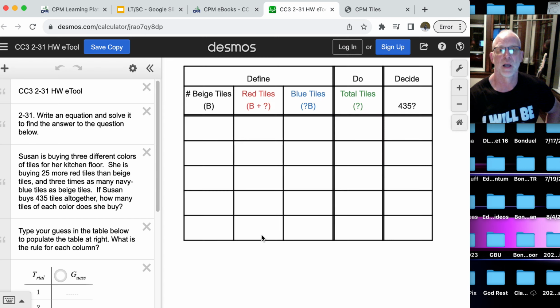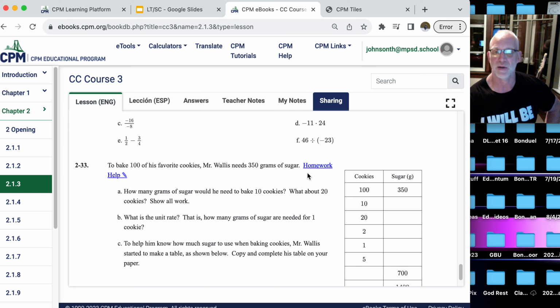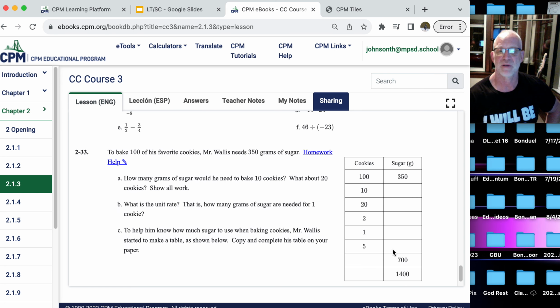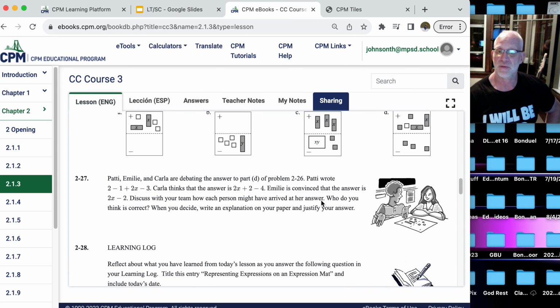All right, without a calculator, compute the value of these expressions below. And to bake 100 of his favorite cookies, Mr. Wallace needs 350 grams of sugar. What if he needed to bake 10 cookies, 20 cookies, 2 cookies, 1, 5? Oh, you get the idea here, right? Just start checking out the ratios. You can do that. Homework help if you need some hints. Take advantage of it.